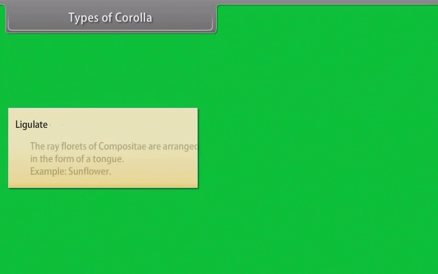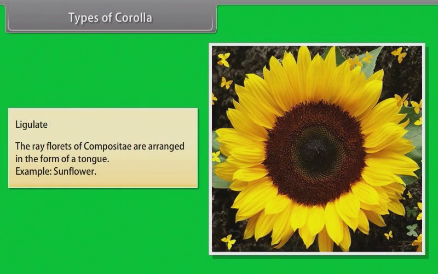Ligulate. The ray florets of Compositae are arranged in the form of a tongue. Example, sunflower.